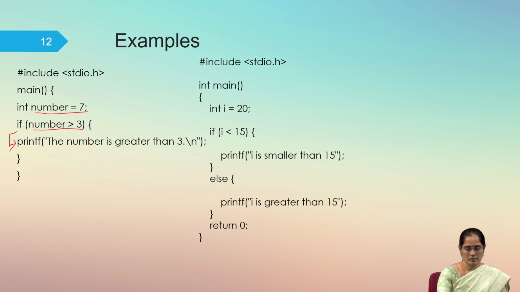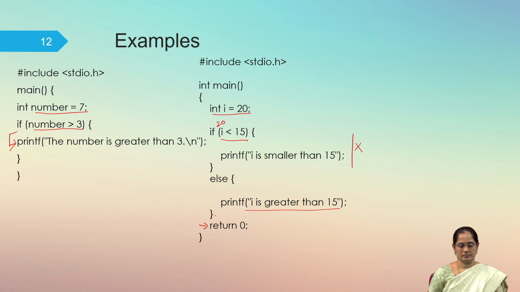Coming to the next example, we take an integer value I to be 20 and we check for the condition I less than 15. So, the I value is 20. We check whether 20 is less than 15, that is not true. So, it will skip this part and goes to the else part. In the else part, it will display the message I greater than 15. After executing this else statement, the next statement will be return 0.